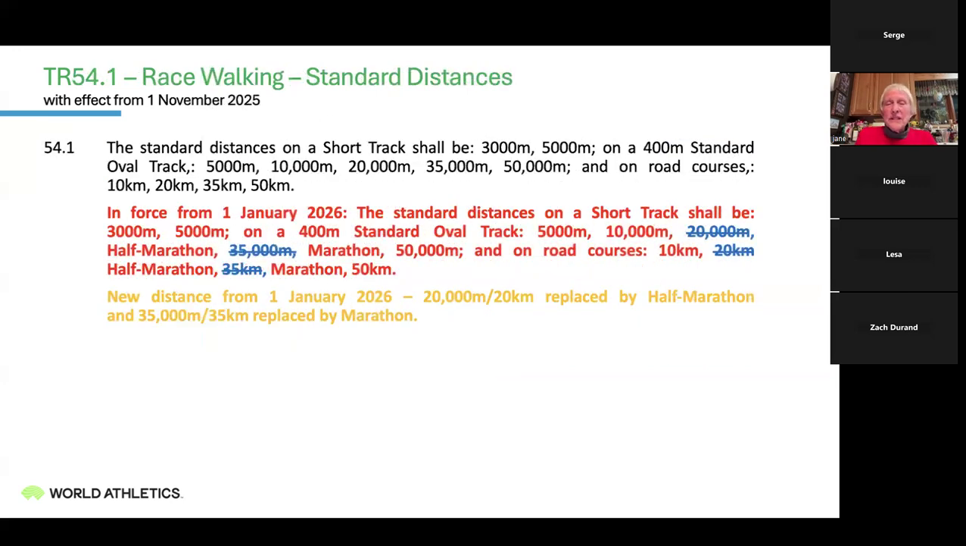Race walking, we've replaced the 20K and the 20,000 meter by the half marathon, and we replaced the 35,000 meter and the 35K by the marathon. And this came into effect last fall, November of 2025.